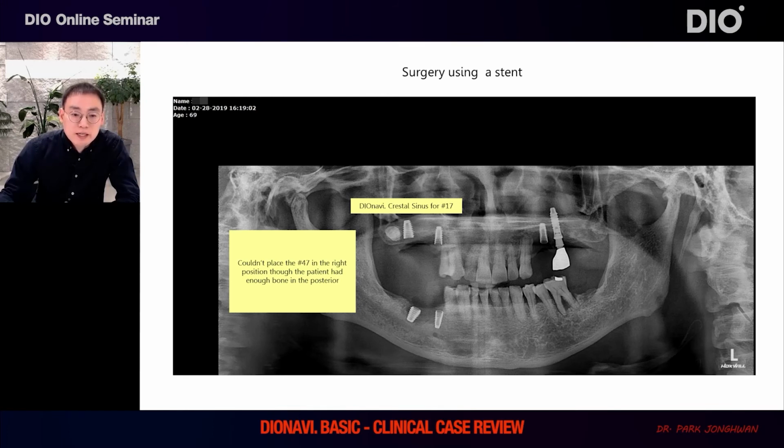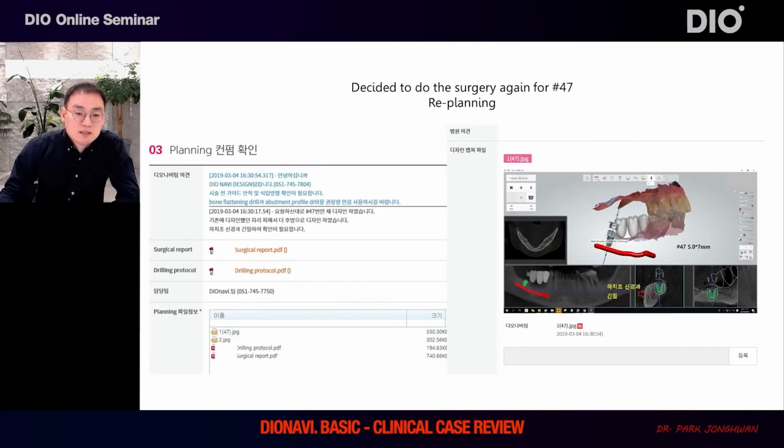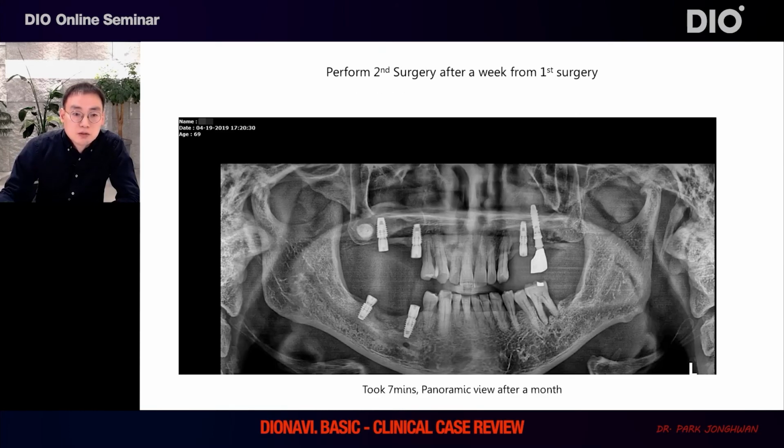So I failed. Actually, it wasn't a failure, but I took it out. It wasn't even fixed. Of course, it wasn't fixed since not much time had passed after GBR. So I decided to take this out and have another surgery. It's a lot farther back than where it was before. The patient agreed to place it in the back, so we set up an appointment 1 week later. So I worked on the relocation. It was over in 7 minutes.